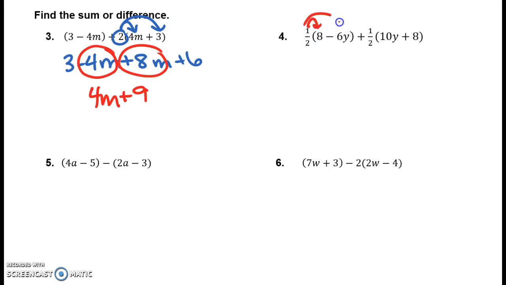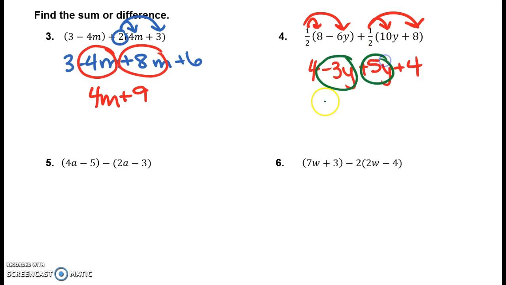Number 4, I need to distribute the 1/2 to both of these terms. So half of 8 is 4, half of negative 6y is negative 3y, plus half of 10y is 5y, plus half of 8 is 4. At that point, you can start to combine. So negative 3y plus 5y is 2y, 4 plus 4 is 8.